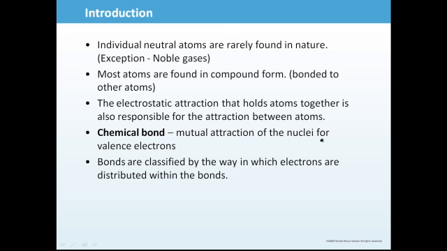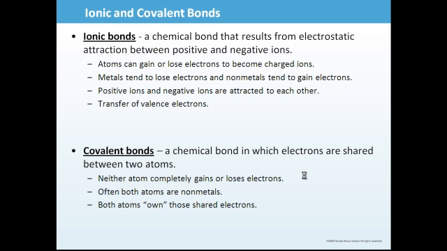So when you have two nuclei having a mutual attraction for the same valence electrons, what's formed is called a chemical bond. Of course, we have two different types of chemical bonds that we're going to look at here in a moment. We classify them based on the way those electrons are distributed within the bond. There are basically two things that can happen, so let's look at those two different scenarios.